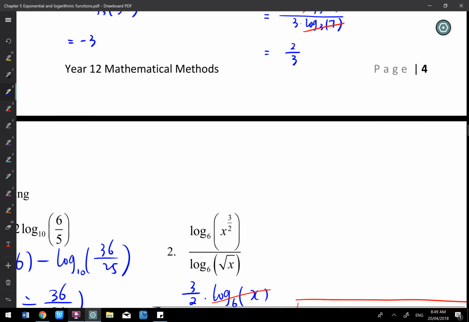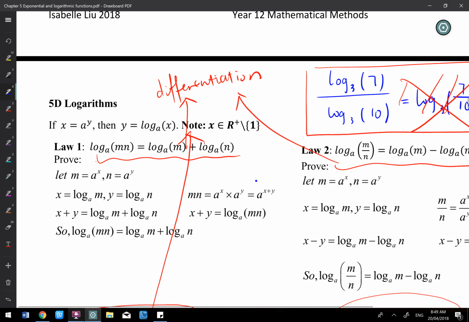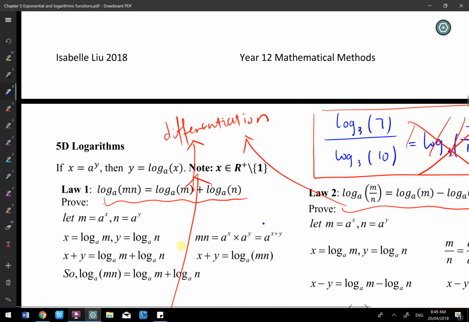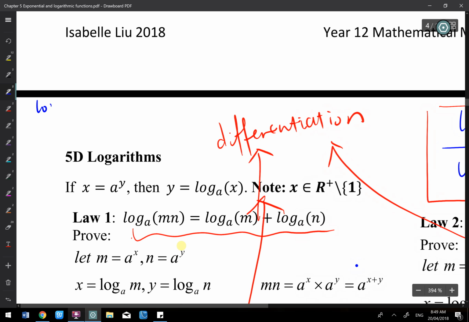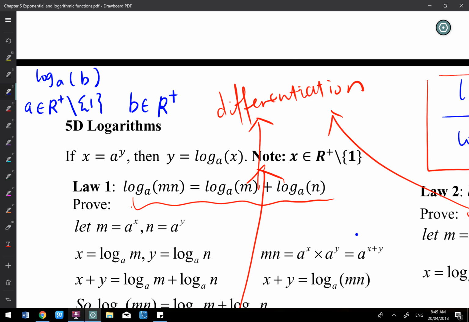Okay, if I go back a little bit, the domain. I write on the top, log AB. The requirement is A belongs to R plus except 1, and B needs to belong to R plus. Your base and the number you insert must be all greater than 0. But the base cannot be 1.